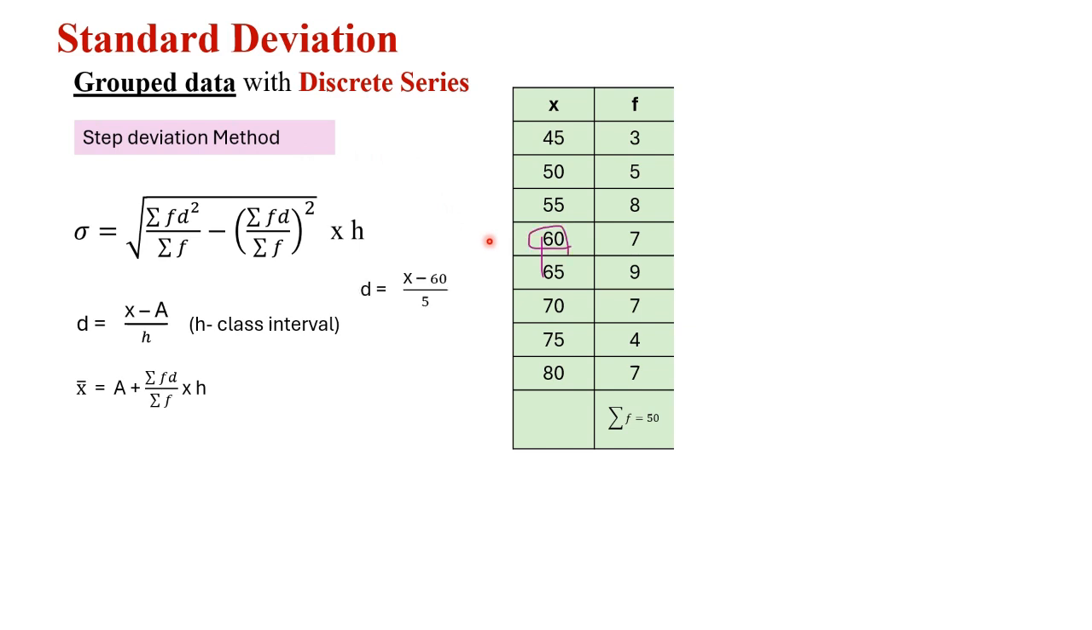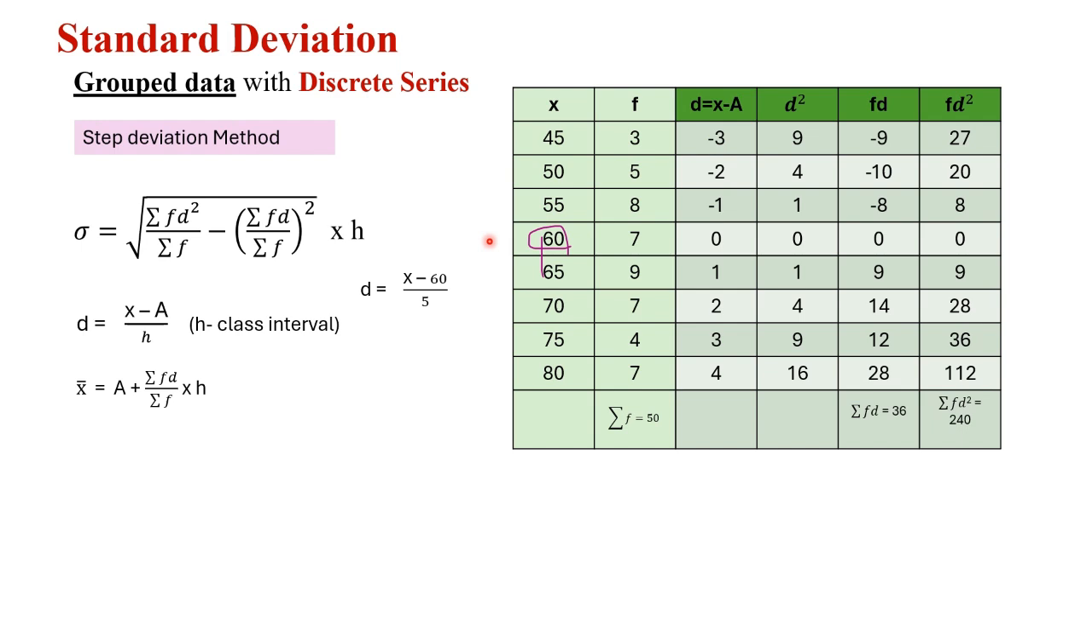Now d is 45 minus 60 by 5, which is minus 3. 50 minus 60 by 5 which is minus 2, 55 minus 60 by 5 which is minus 1, 60 minus 60 by 5 is 0, 65 minus 60 by 5 is 1, 70 minus 60 by 5 is 2, 75 minus 60 by 5 is 3 and 80 minus 60 by 5 which is 4.